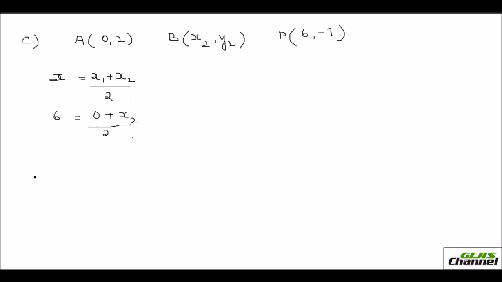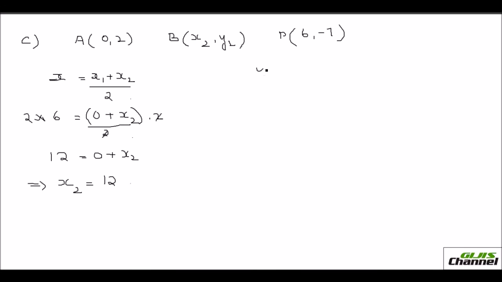Okay? So to eliminate the denominator, you multiply both sides by 2, right? Times 2 this side as well as times 2 this side. So these two will get cancelled. So you're left with 12 equals 0 plus x2, and that implies your x2 is 12. Got it? So the x coordinate is 12 for the endpoint, the second endpoint.